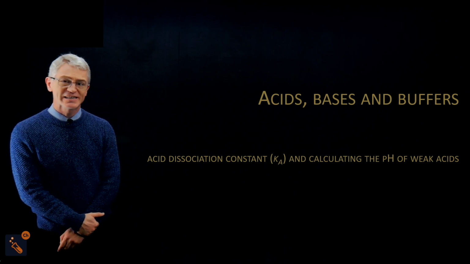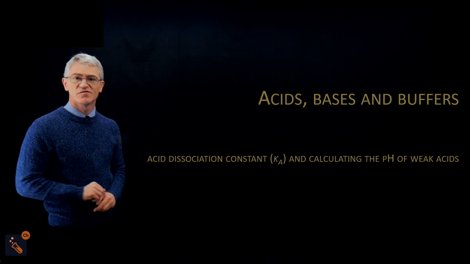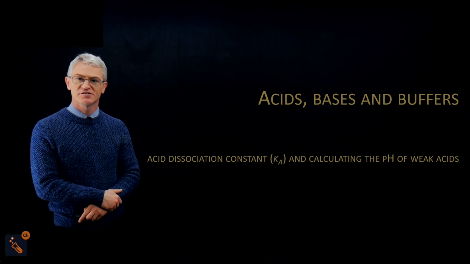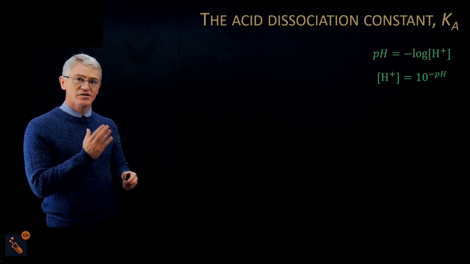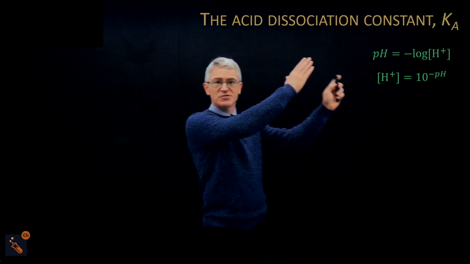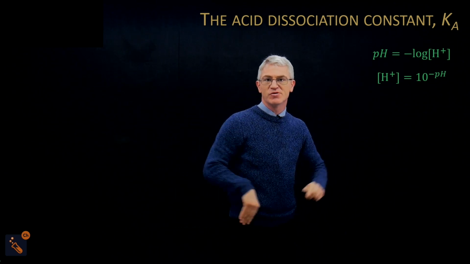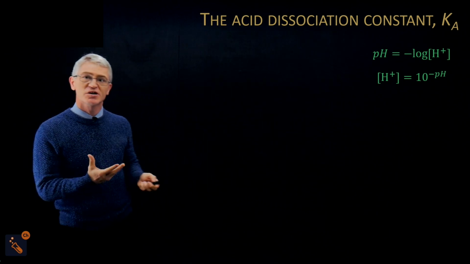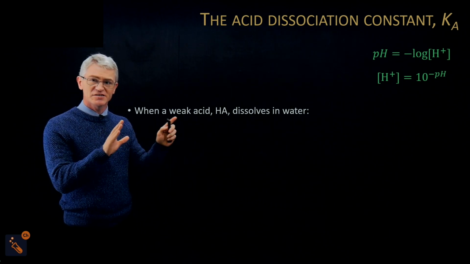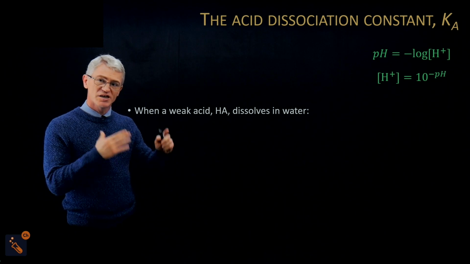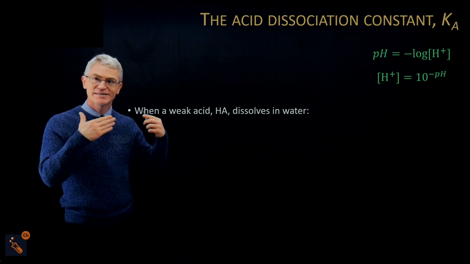Today we're going to talk about Ka and how you calculate the pH of weak acids, ones that partially dissociate. Now here, you're going to have to go over these two equations and use those on a regular basis, so get used to memorising those, and we're going to talk about weak acids. So weak acids dissolve in water and produce hydrogen ions, but they're partially dissociated.